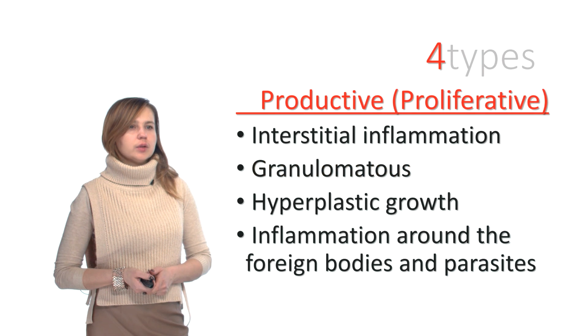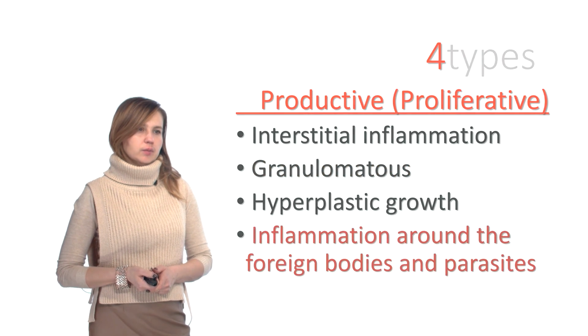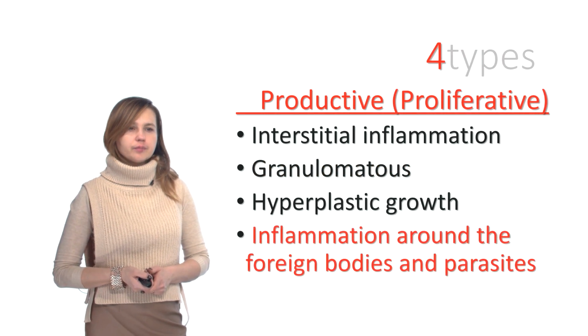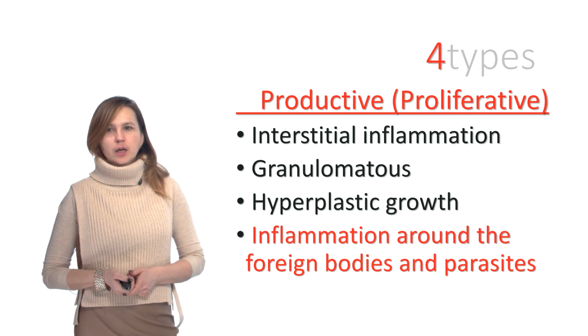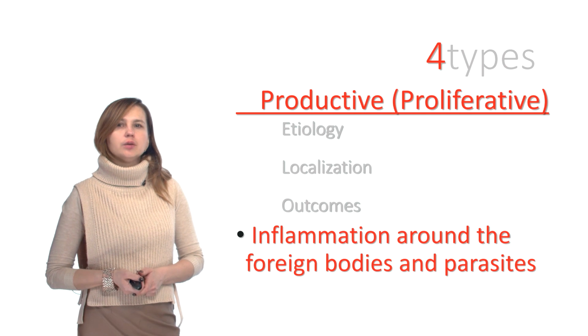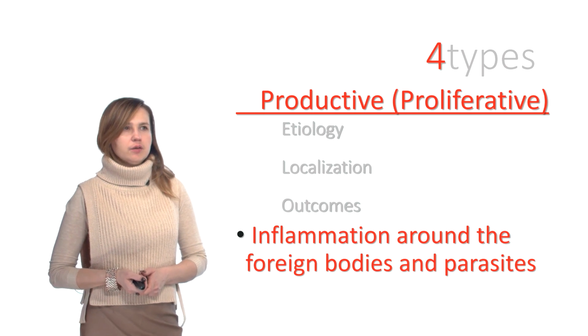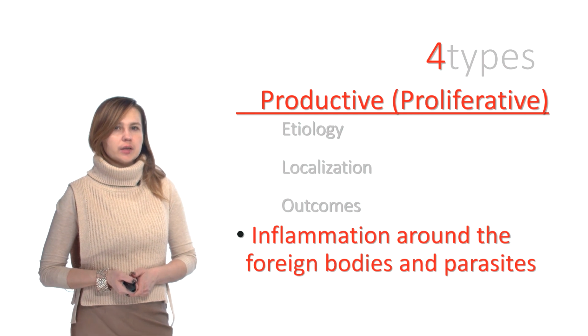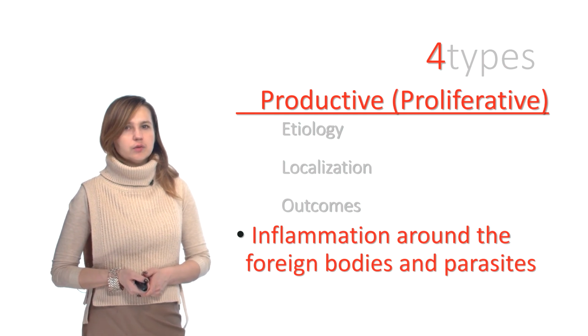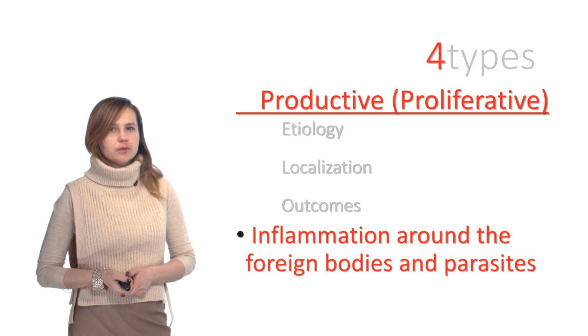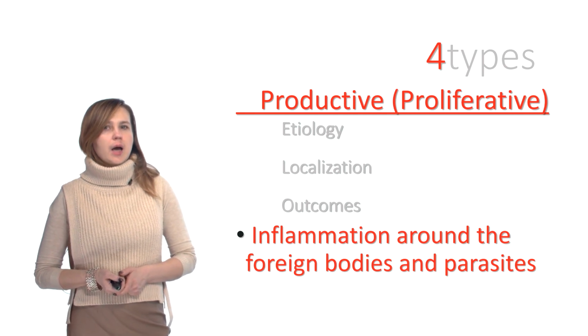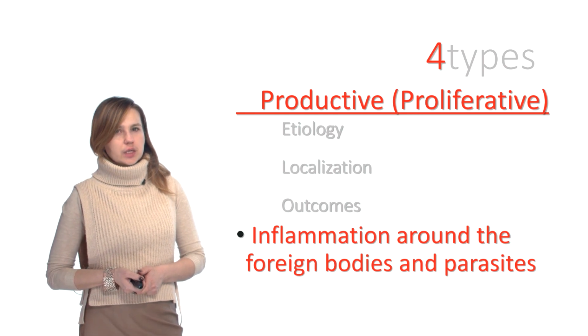Next, about inflammation around foreign bodies and parasites. Etiology: animal parasites, even dead, and foreign bodies which are located inside parenchymal organs or tissue cannot be phagocytosed or eliminated. Therefore, productive inflammation is formed around them, aimed at the elimination of these agents by a connective tissue capsule.